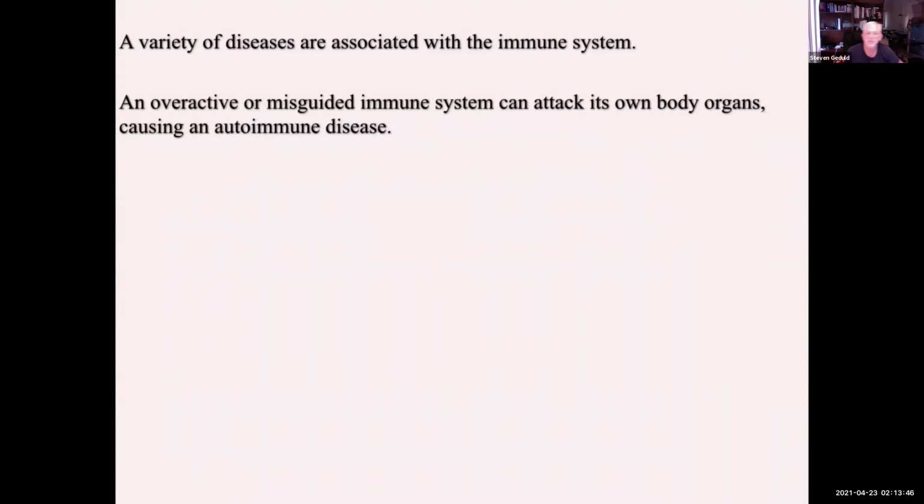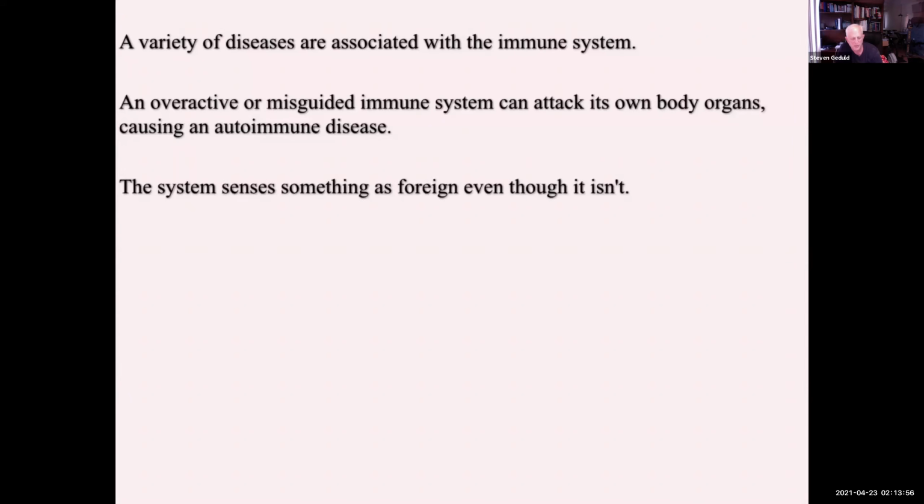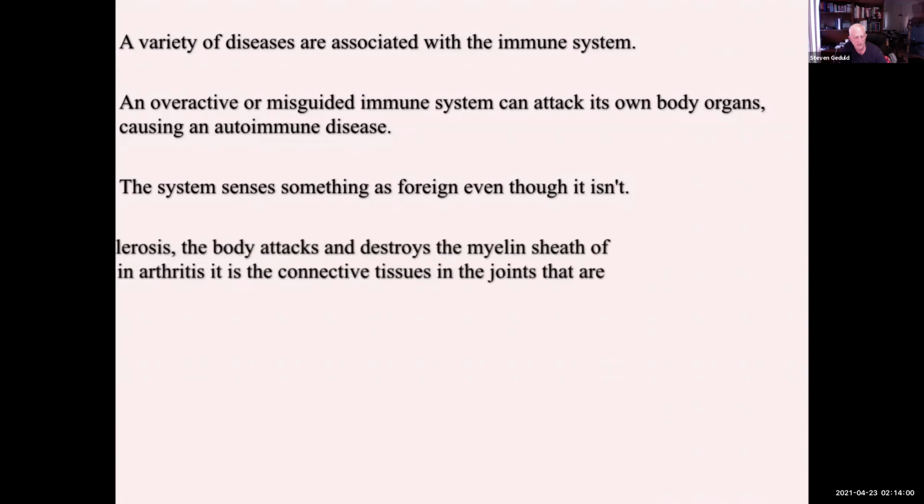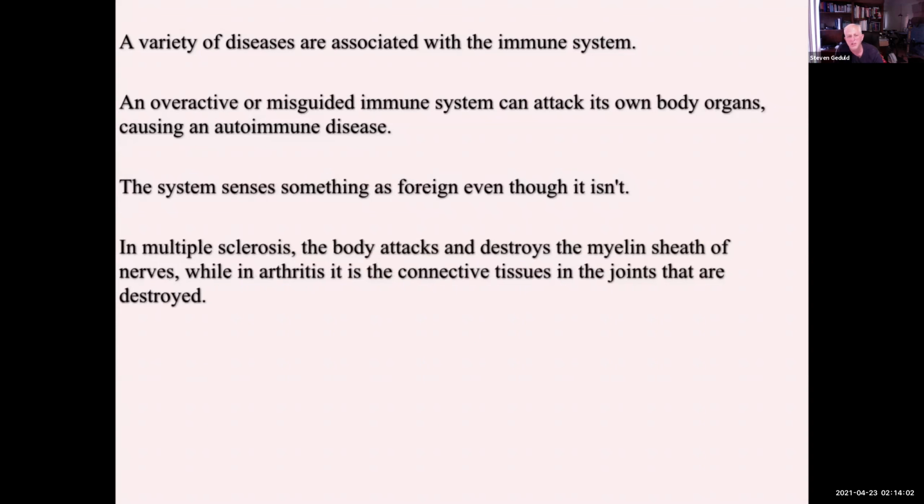An overactive or misguided immune system can attack its own body organs. That's our autoimmune disease we talked about. Okay? When you break down your own tissues. The system senses something as foreign, even though it isn't. Okay? In multiple sclerosis, the body attacks and destroys the myelin sheaths of the nerve cells, while in arthritis, it is connective tissue in the joints that is being destroyed.